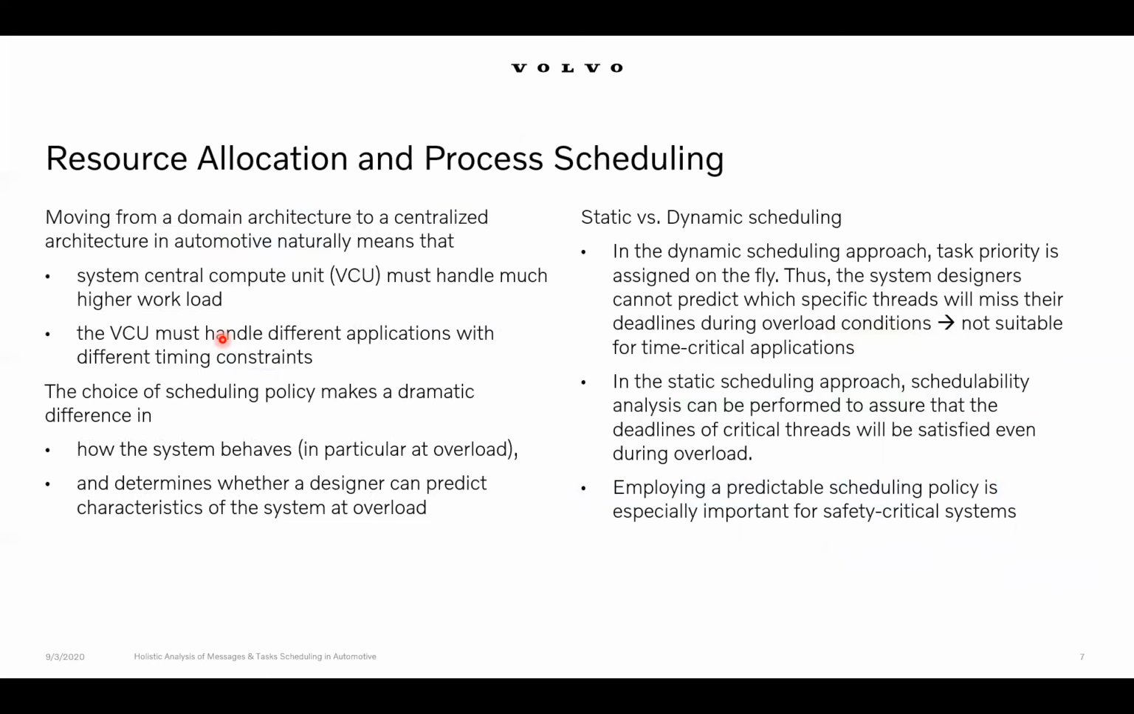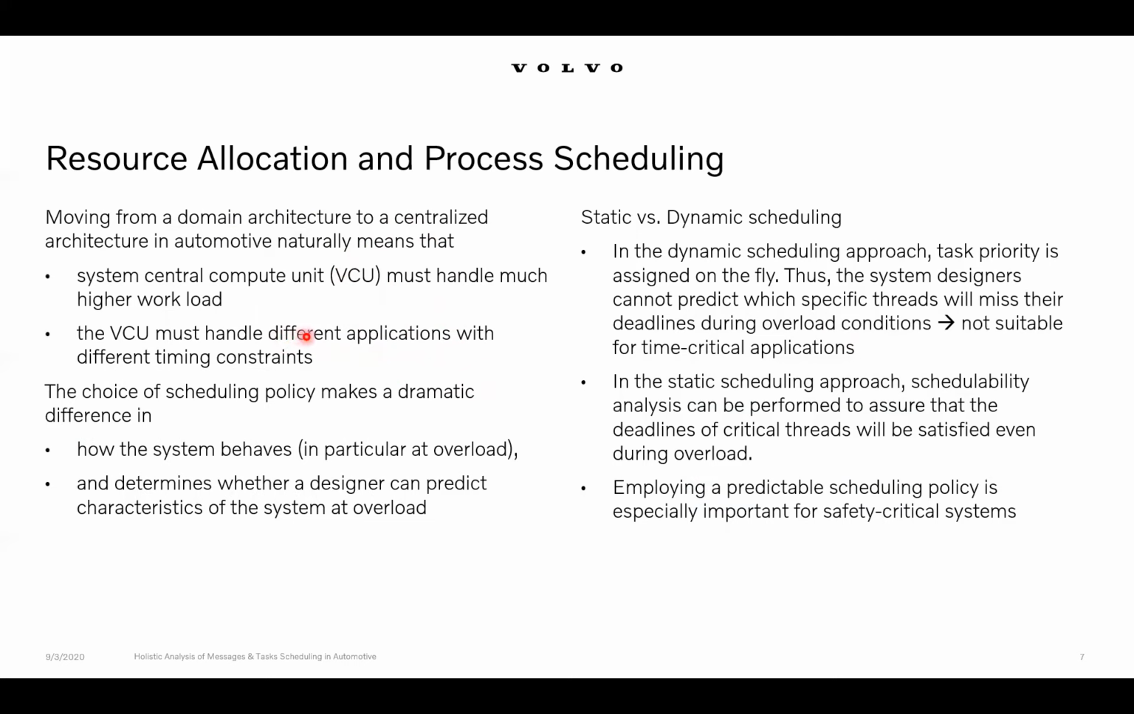Okay, moving to the processor part. We need to do resource allocation and process scheduling. So what are the new challenges? Again, our central compute unit, the VCU, must handle a much higher workload compared with the domain architecture. Many of the applications are implemented in the VCU, and some of the applications are implemented at the end node. They have different timing constraints.